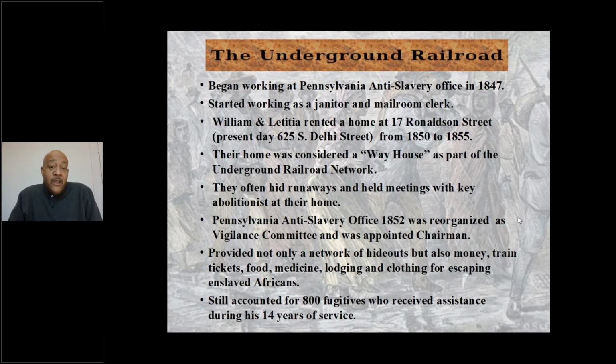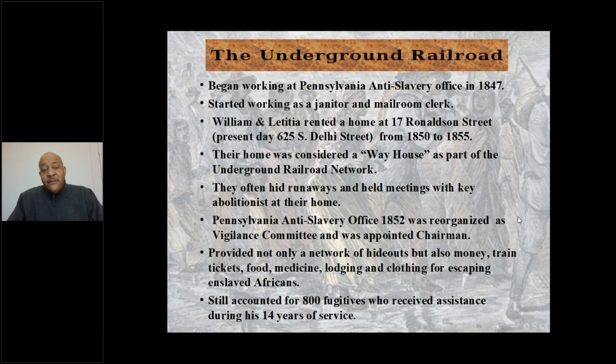William and Letitia often hid runaways and held meetings with key abolitionists at their home. The Pennsylvania Anti-Slavery Office in 1852 was reorganized as a vigilance committee, and he was appointed the chairman. Now that vigilance committee was even more of a secret society within the Pennsylvania Anti-Slavery Office. They were the folks that came up with a lot of money and the tickets. They were sometimes very secretive investors, private investors, so that would be part of it.